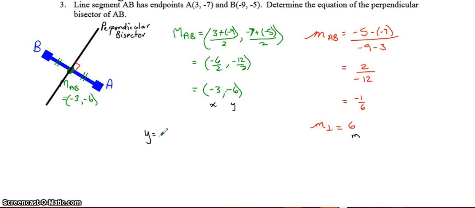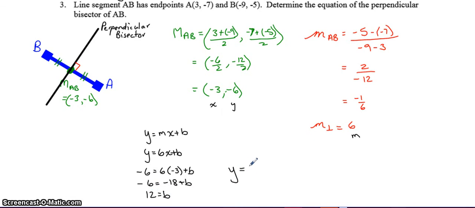So we start with y equals mx plus b. The slope is 6, so we put that in for m. And now substitute this point in for x and y. So y is negative 6, x is negative 3, and we use that to solve for b. 6 times negative 3 is negative 18. And then when you add 18 to both sides, you get b is equal to 12. So your perpendicular bisector is y equals 6x plus 12.